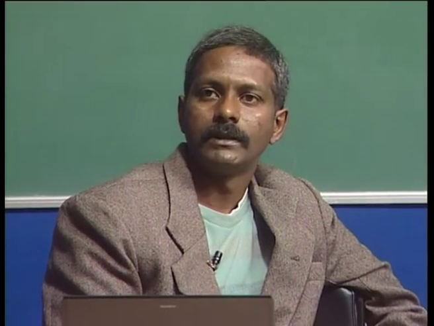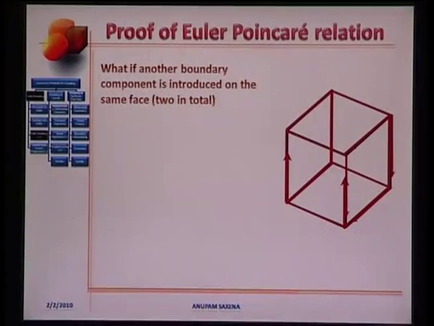Question: what if another boundary component is introduced on the same face? That is, a face will have 2 boundary components in total. This is the first one with a loop, and this is the second one with a loop. Let's see how the previous relation fares.